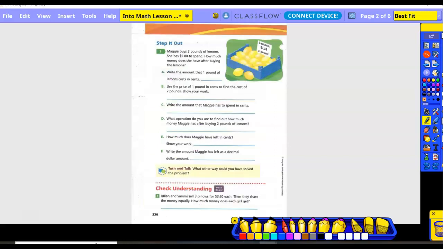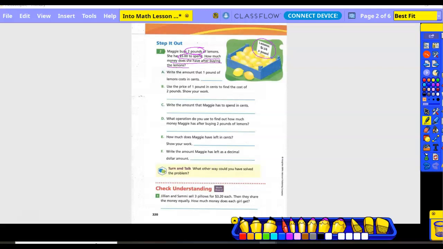Step it out. Number 2. Maggie buys 2 pounds of lemons. She has $5 to spend. How much does she have after buying the lemons? Okay, so we have to use our information over in the picture, right, guys? Okay, so it says it's $1.24 a pound, and she buys 2 pounds. She has $5 to spend, and they want to know how much money she has after buying the lemons.